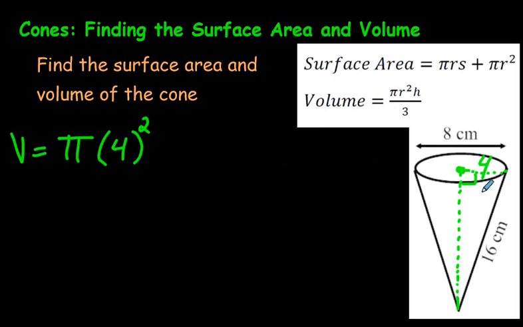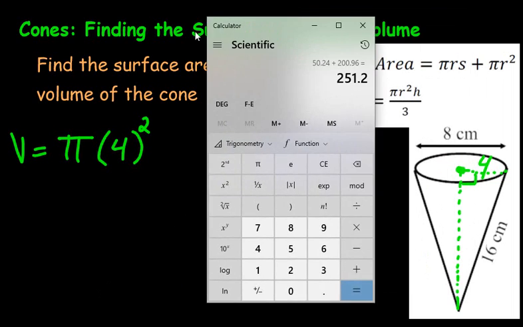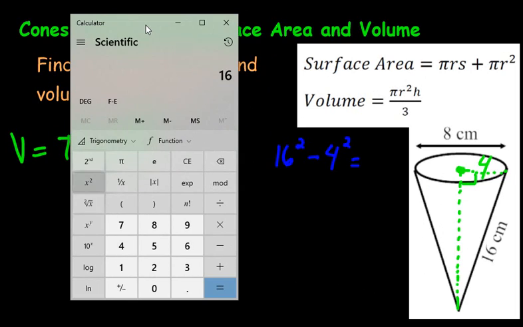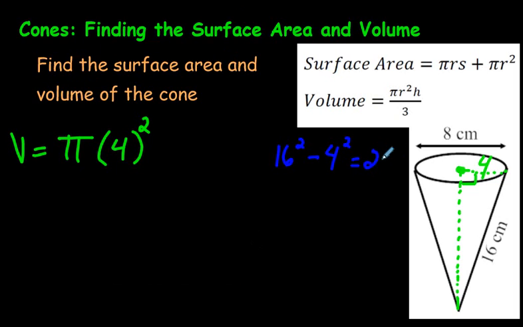We know the hypotenuse, so please watch a video on the quick method for using the Pythagorean theorem. I have a video on that. But for now, I'm just going to quickly solve that. So we're going to go 16, the hypotenuse squared, minus 4 squared. And let's use our calculator. So 16 squared minus 4 squared is 240.